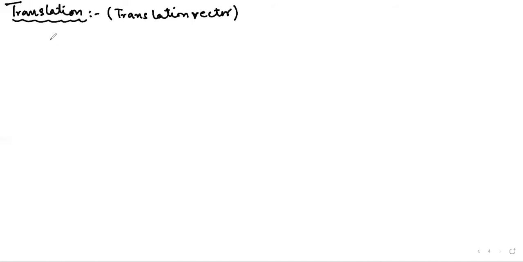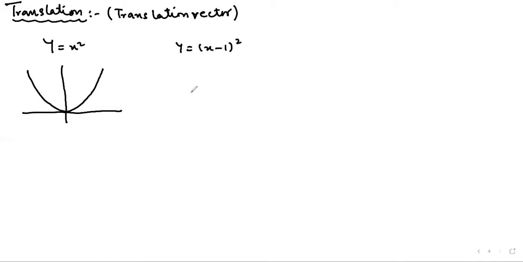We will start with y is equal to x square. You are well familiar with y is equal to x square. The shape of the curve is this. This one is y is equal to x square. Now, what will be the shape of y is equal to x minus 1 whole square?